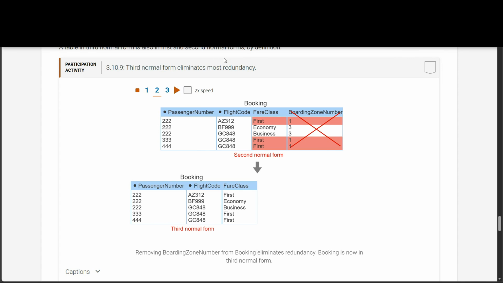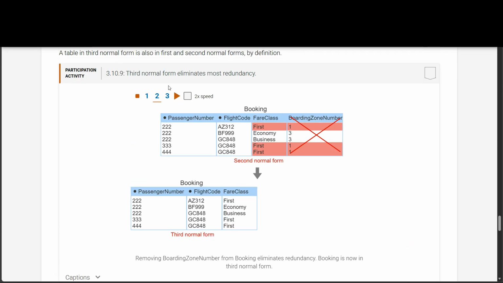Okay? Because if it's first class, the boarding zone number for first class is represented by the number 1, economy is represented by the number 3, business is represented by the number 3. So if we eliminate this boarding zone number, we eliminate redundancy, right? So with that, we have the third normal form.